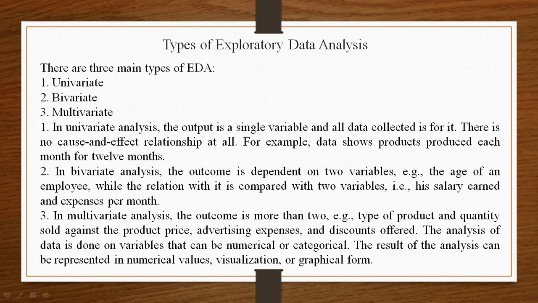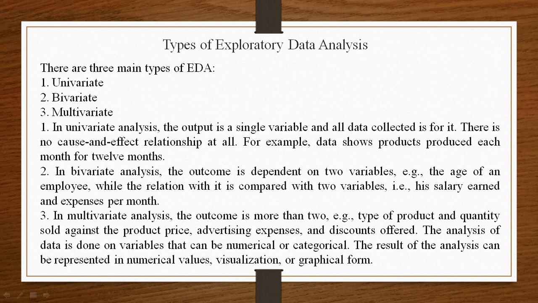There are three main types of EDA: univariate, bivariate and multivariate. The univariate, as the name defines itself, uni means a single variable, and all data collected is for it. So there is no cause and effect relationship at all. For example, data shows products produced each month for 12 months. Okay, so that is univariate. I'm going to produce the detail about the products which is produced each month for 12 months. So 12 months. In bivariate, bi means two variables.